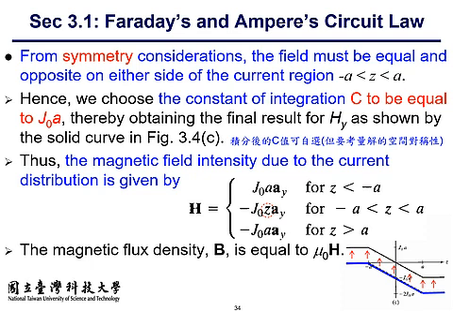By assigning the constant c as J sub 0 a, you will produce a symmetric magnetic field distribution across the current sheet placed in the middle. Okay? So be sure to think about this question yourself.